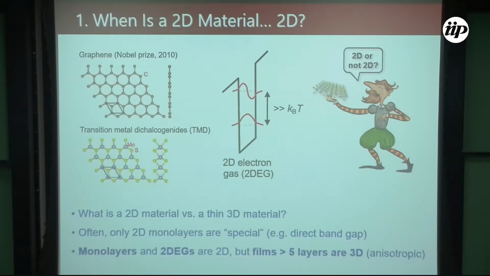And you know, the thing that bothers me is that sometimes you read about a really thick 2D material, and somebody says, oh, I have this 2D material, and look at the thick.